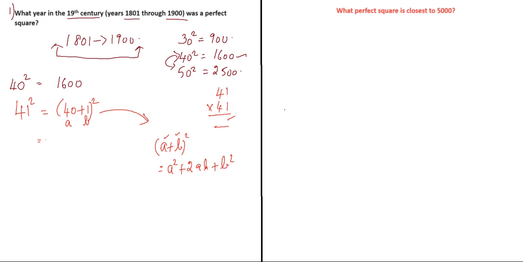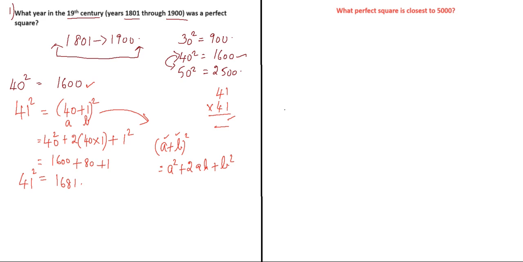Carefully look into this formula. The first term is a square, so it is going to be 40 square plus 2 into 40 into 1 plus 1 square. We have already found 40 square, it is 1600. So 1600 plus 80 plus 1. So the answer for 41 square is 1681.